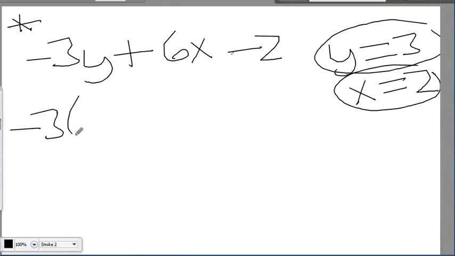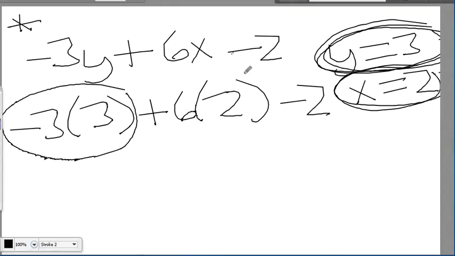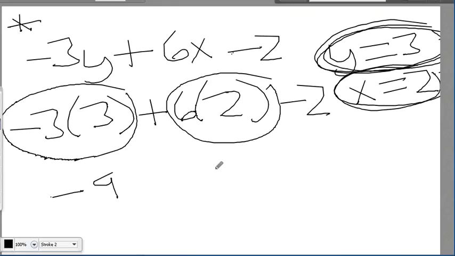-3 times y. Okay, but instead of the y, we're going to let y equal 3. Okay, plus 6 times x. But instead of the x, we're going to let the x be 2. And then minus 2. Okay. Then from there, we need to do this multiplication and this multiplication before we do the addition and subtraction. So -3 times 3 is -9. And then we have 6 times 2, which is 12. So now we have -9 plus 12 minus 2.